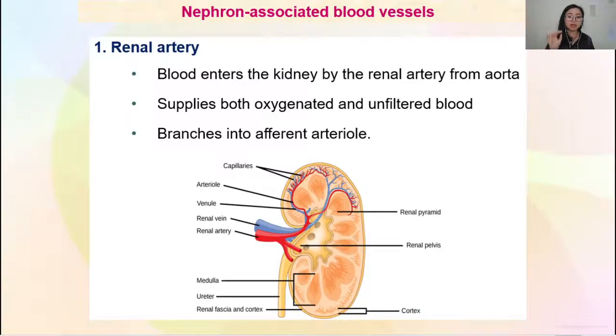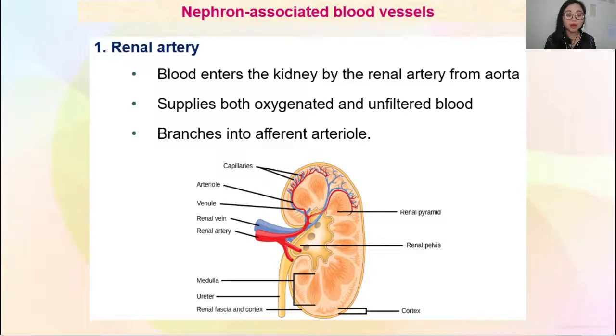There will be blood vessels in the kidney, some of them are arteries, some of them are smaller blood vessels. So let's look at the blood vessels that are associated with the kidney and the nephron. So blood vessel yang pertama bila kita cakap pasal buah pinggang adalah renal artery. This is when blood enters the kidney by the renal artery from the aorta. And it will supply both oxygenated and unfiltered blood.